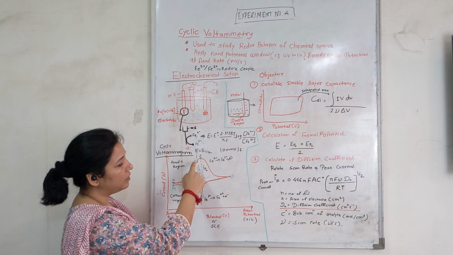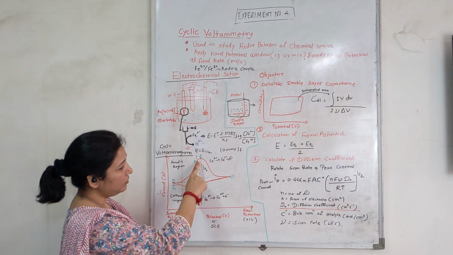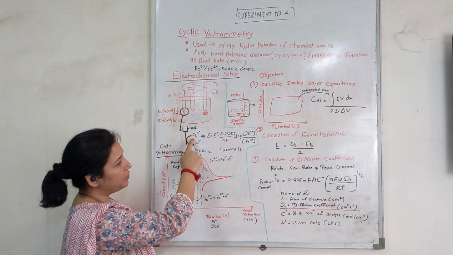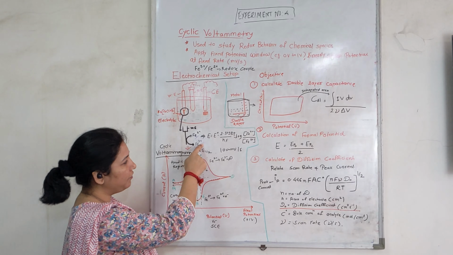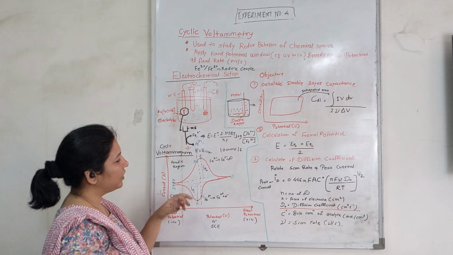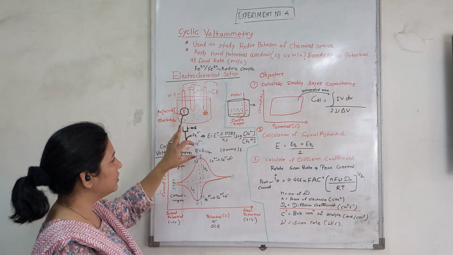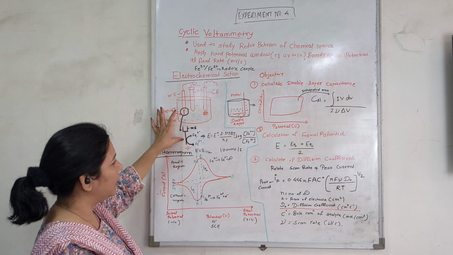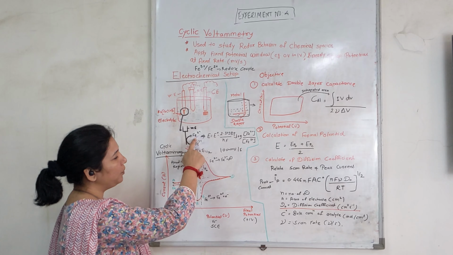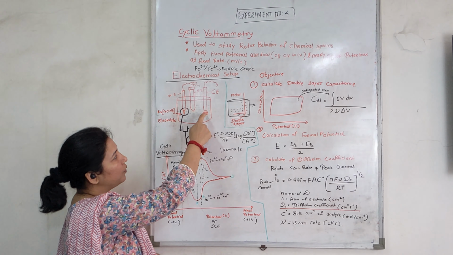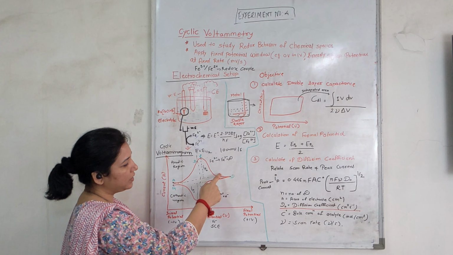When you go toward higher potential from B to C, most of the Fe2+ ions present at the electrode surface are converted into Fe3+. If you go toward even higher potential, you can see the current is decreasing because most of the ions present at the interface are converted into Fe3+ ions. The Fe2+ ions present in the bulk are moving toward the electrode surface, because of which you see the decrease in the current.